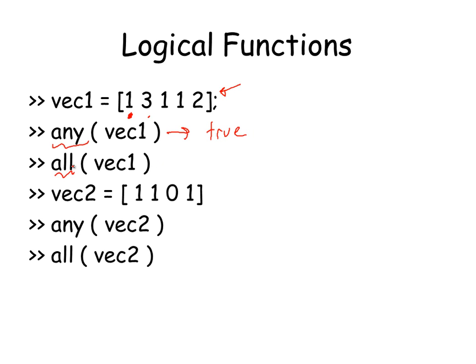The all function goes through the vector and returns true only if all of the elements are true. Okay? So only if all of the elements are non-zero. If you write a for loop, you have to look at the entire vector, and if they are all true, you would return true. Another way of thinking about it is that if at least one of them is 0, you would return 0. Make sense? All right. So now I have another vector: 1, 1, 0, 1. What's any of this vector?